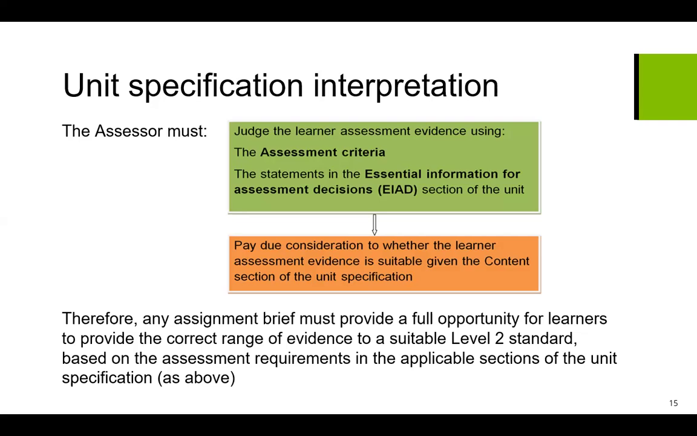So any assignment brief that you write or that you deliver must provide a full opportunity for all your learners to provide the full range of evidence at a level 2 standard. So you've got to make sure that the assessment criteria allow students to meet, for example, all the pass and the merit and the distinction. You're not just focusing on the pass and then disadvantaging them. As I say, the authorised assignment briefs cover all of that, so they're a really good starting point.